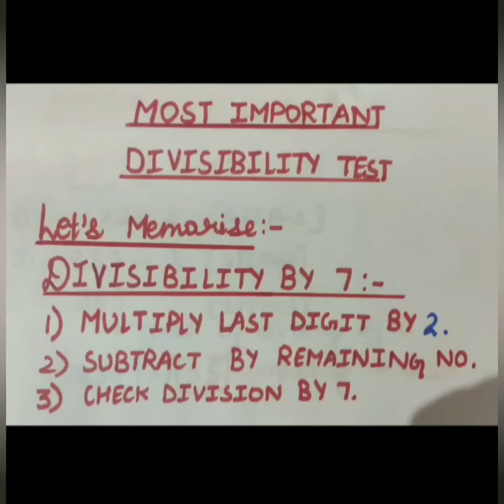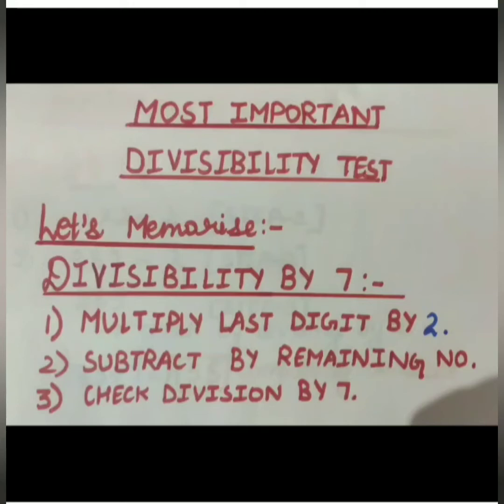And third step, check the division by 7. Whatever digit we have obtained, we have to check whether it is completely divisible by 7 or not. We'll be dividing it and then checking it. If it is completely divisible by 7, that means leaving a remainder 0, it proves the divisibility by 7. If it leaves some remainder, then it doesn't prove to be divisible by 7. So this is the divisibility by 7.